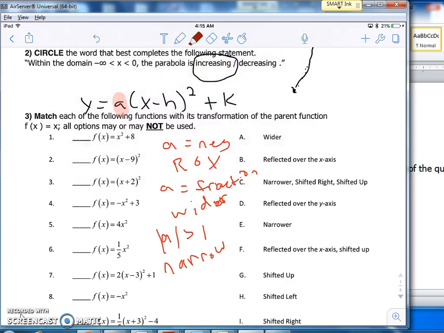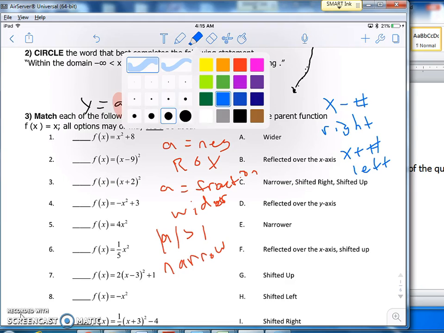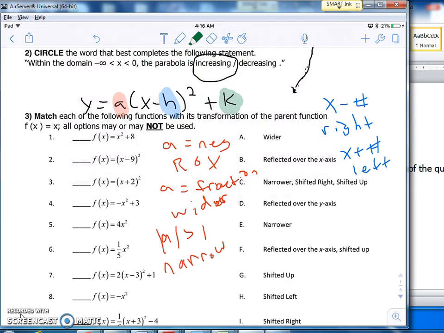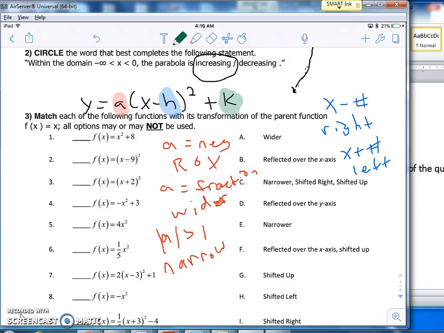The h is a little bit easier. So if this is our h, when it's x minus a number, it's a right shift. When it's x plus a number, it's a left shift. And the k is the easiest one. You can memorize it. When it's plus k, it's an up shift. When it's minus k, it's a down shift.